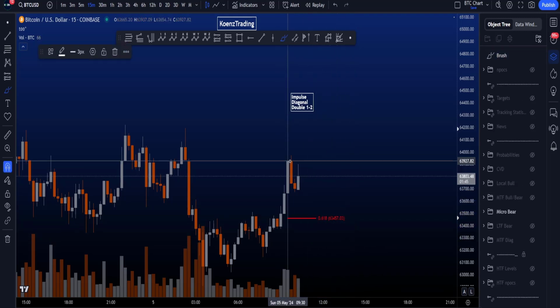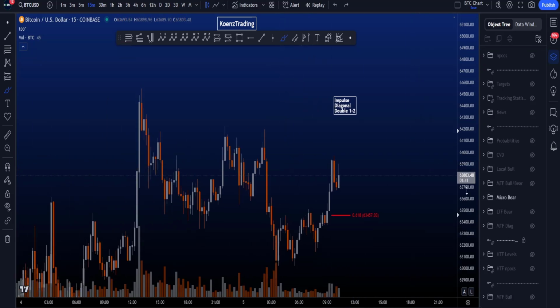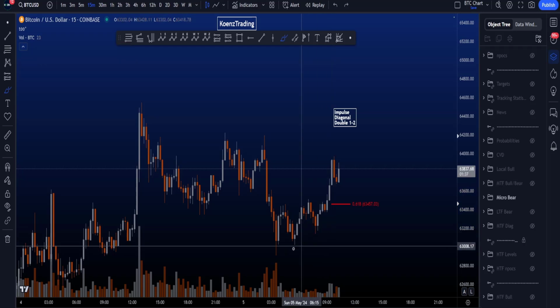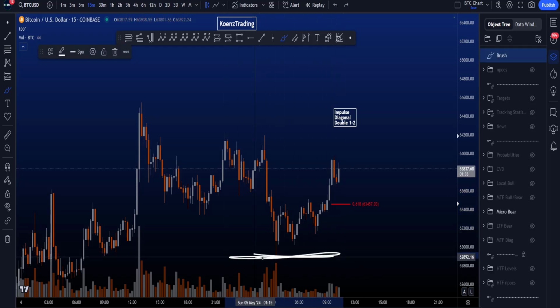So the moment the 0.618 is hit before at least making another local low, it increases the probabilities that this is a corrective structure to the upside, and therefore it increases the probabilities to take this low.